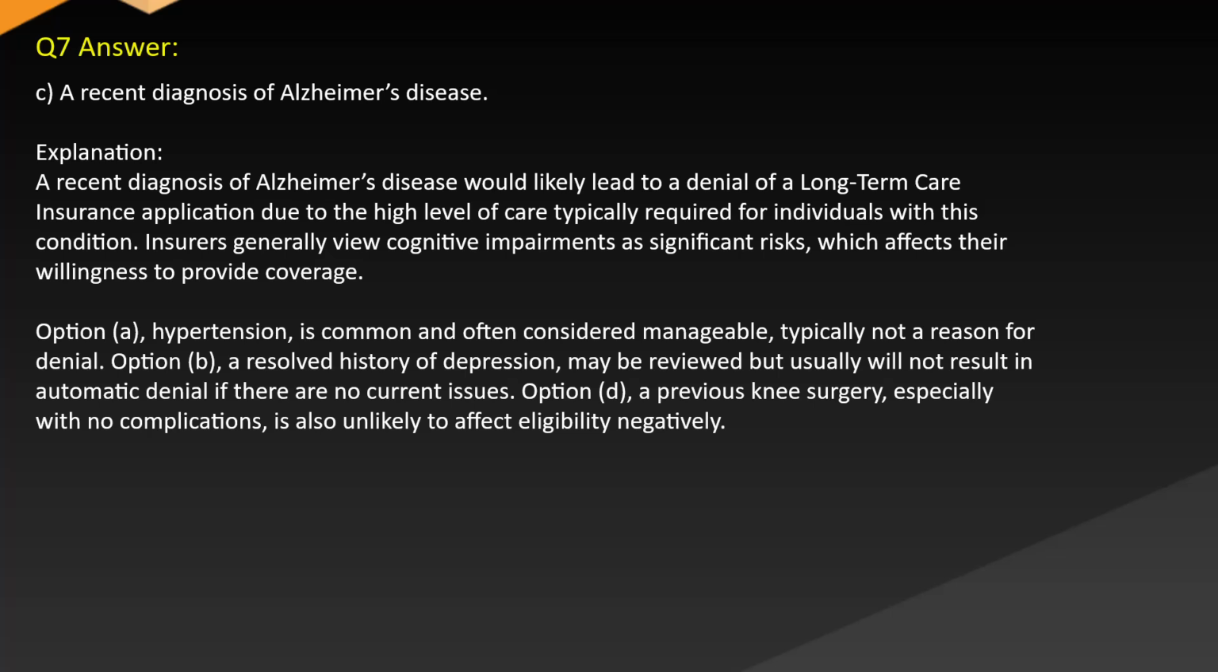Option A. Hypertension is common and often considered manageable, typically not a reason for denial. Option B. A resolved history of depression may be reviewed but usually will not result in automatic denial if there are no current issues. Option D. A previous knee surgery, especially with no complications, is also unlikely to affect eligibility negatively.